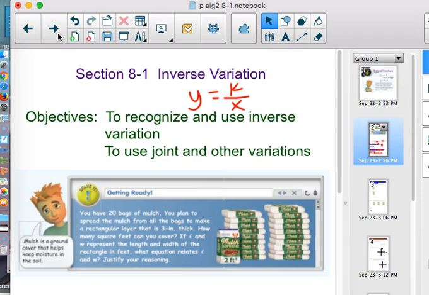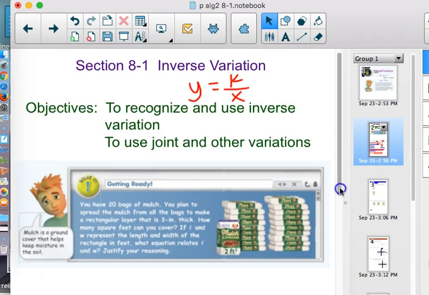So we needed something to cover that really basic division relationship. That's going to be inverse variation. So we're going to recognize and use inverse variation. And tomorrow we'll start talking about joint variation, other variations besides just direct and inverse, because there's tons of them. It's just that we don't want to cover them all in one sitting.